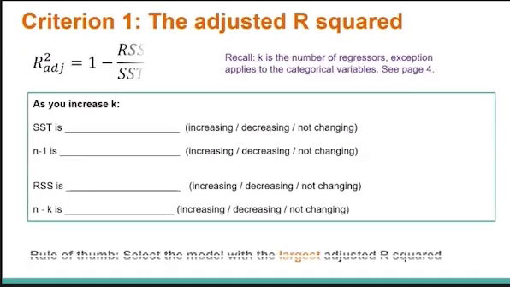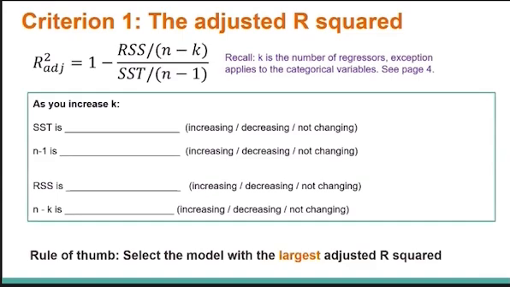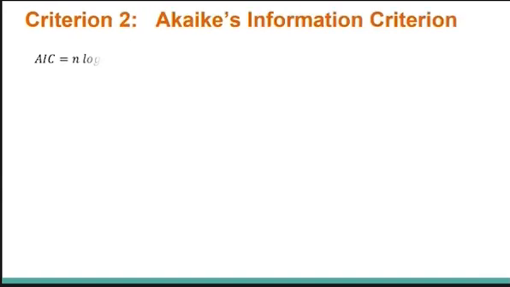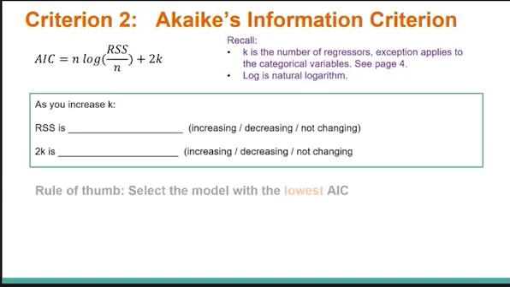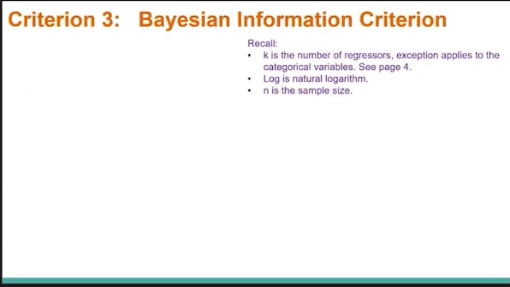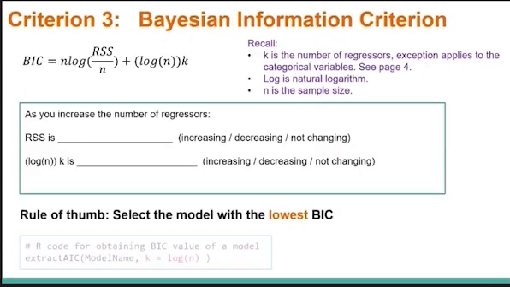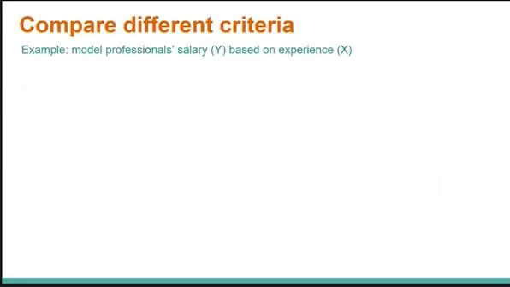Okay, so I think I showed you in the last lecture the formula for adjusted R squared. I showed you the AIC, and of course, I also showed you the BIC. But what is new? What do we want to talk about? I want us to go into an example.